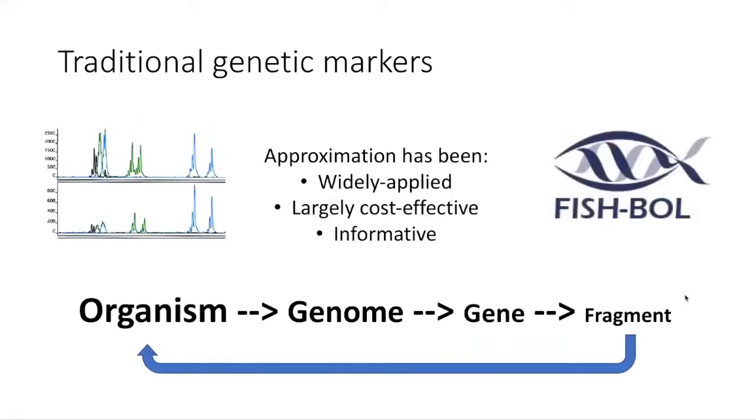Some traditional legacy genetic markers you might be familiar with are the Barcode of Life initiative or fragment-based approaches such as nuclear microsatellite analyses. The idea here is that we're using surveys of these small sections of the genome to approximate variation at the higher level. We assume that variation that we see in whatever fragment we're interested in looking at is indicative of variation that we would expect to see at the level of the whole gene, and that this reflects processes and variation at the genome level. Then we use these patterns of variation to make inferences about organismal biology. These approximation approaches have been very widely applied with good reason, because they've been largely cost-effective and very informative.